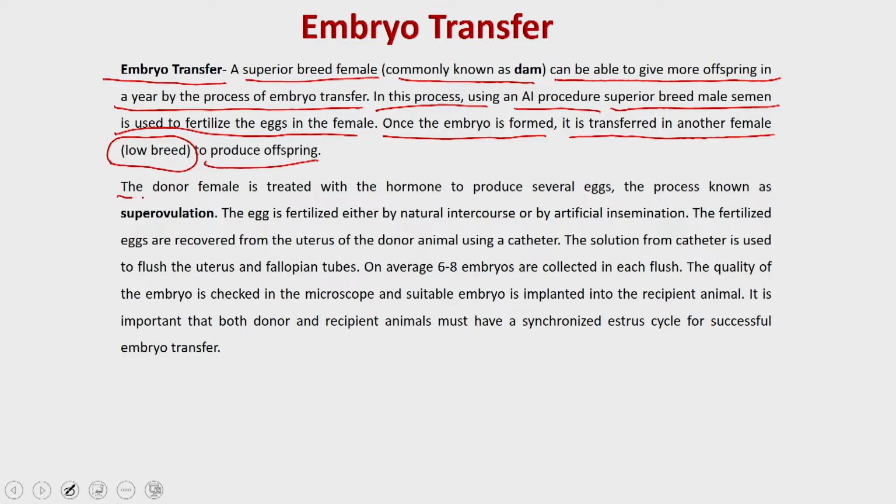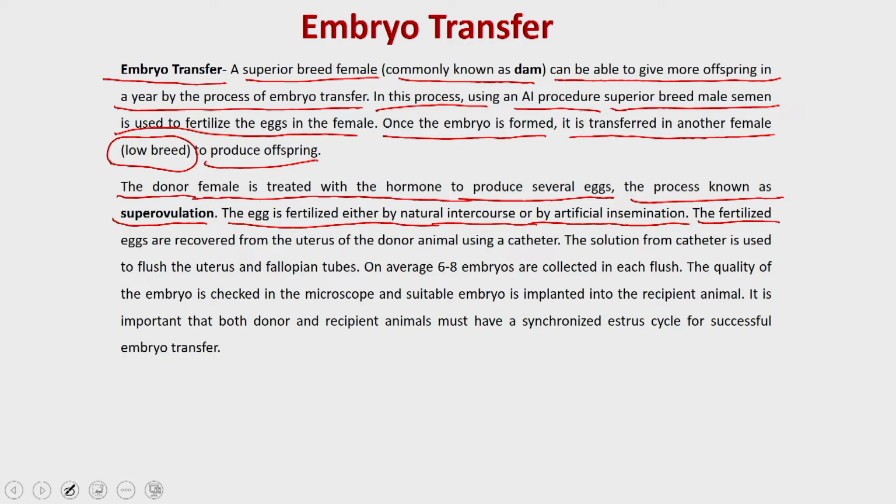The donor female, so what is the procedure? The procedure is that the donor female is treated with a variety of hormones so that it will produce several eggs, a process known as superovulation. The egg is fertilized either by natural intercourse, so that you allow the males to go for the fertilization, or you can go with artificial insemination.